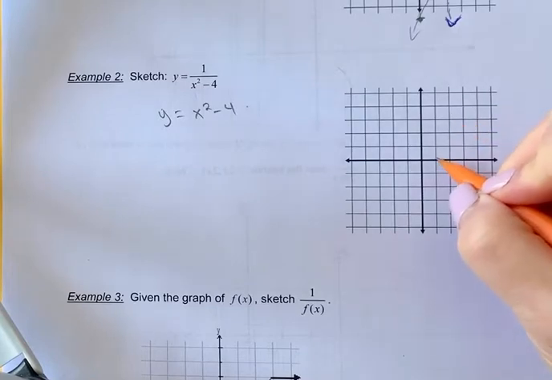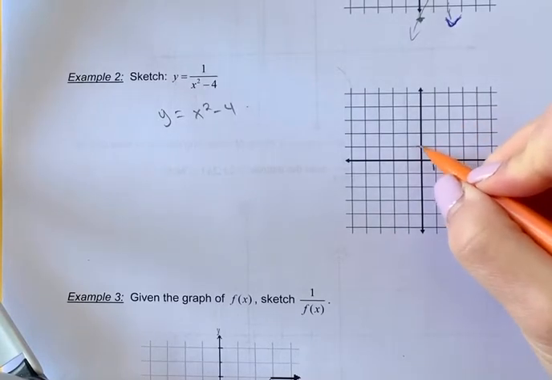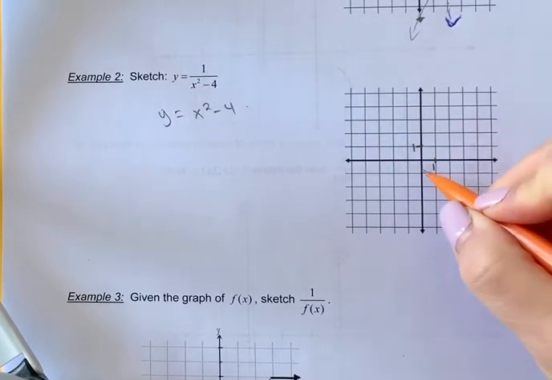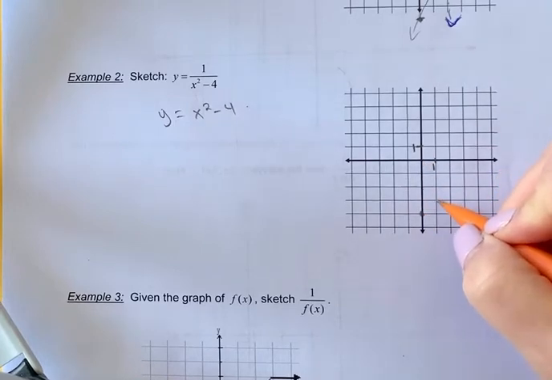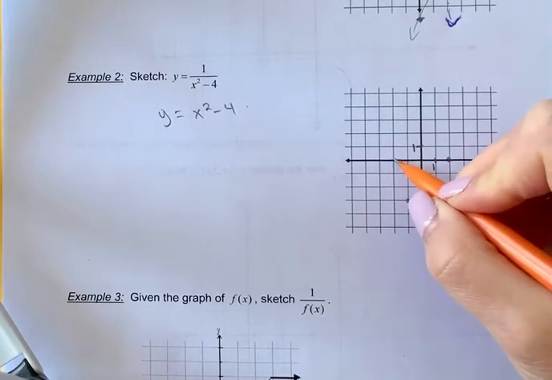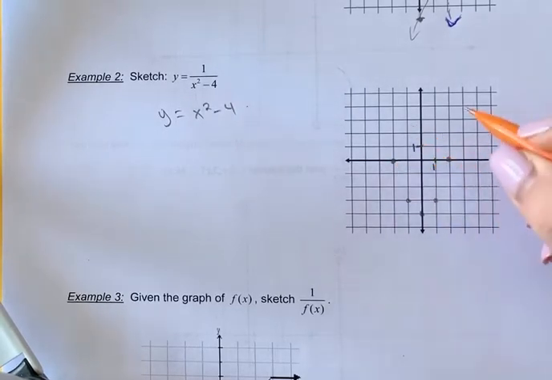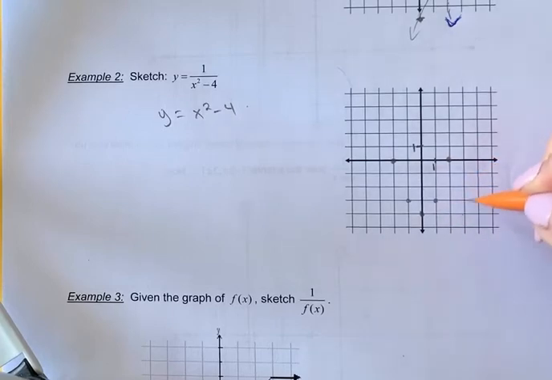So I need a scale in here, so 1 and 1 will work. This is a parabola shifted down 4. Regular width, so you go over 1, up 1, over 2, up 4. I need a graph above the x-axis to work with, so I'm going to go over 3, up 9.